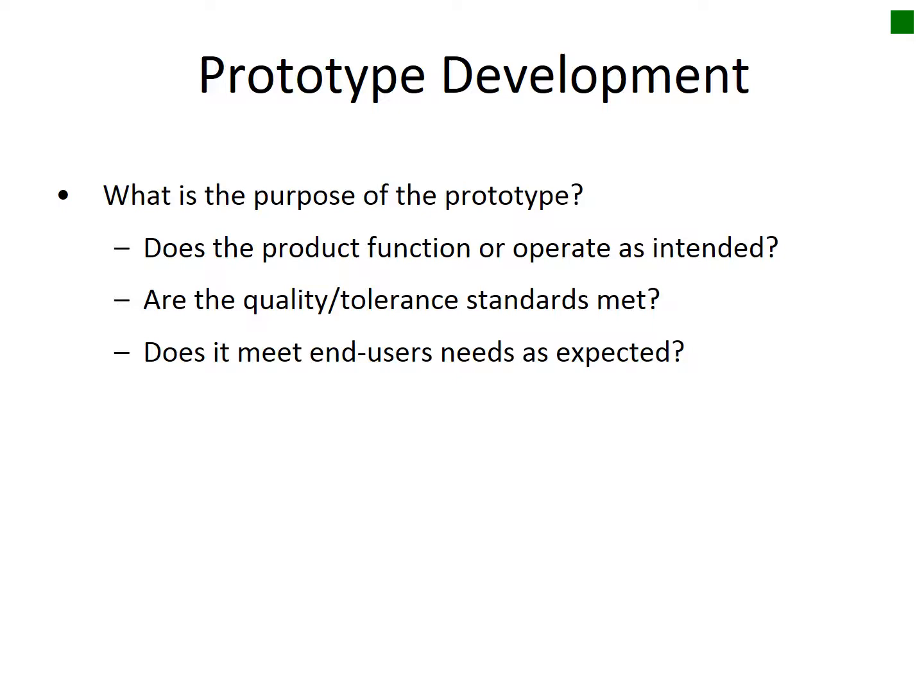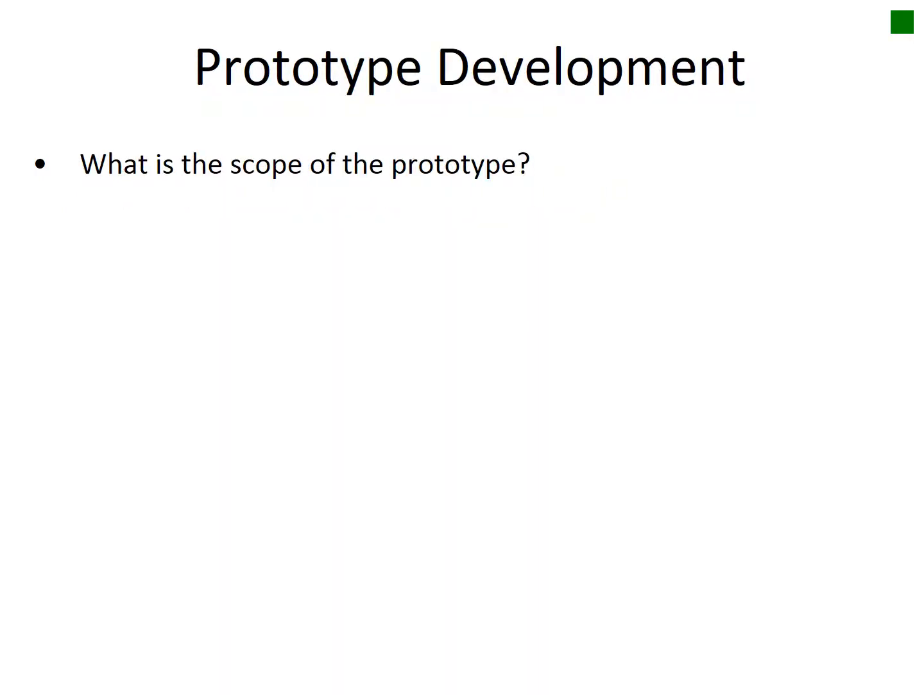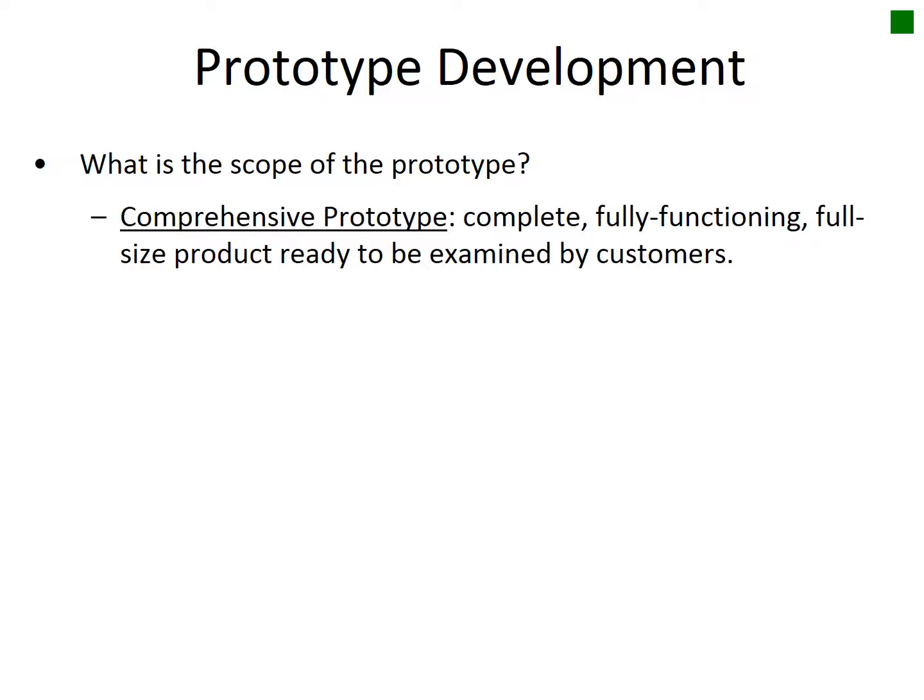So that brings us to the second question. What is the scope of the prototype? Now, when we talk about scope, we actually are talking about the extent to which the product is in finished form. So we're going to have two different things to consider. One is a comprehensive prototype.